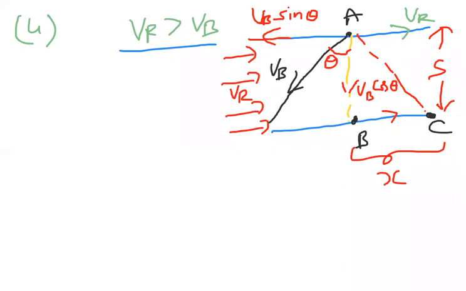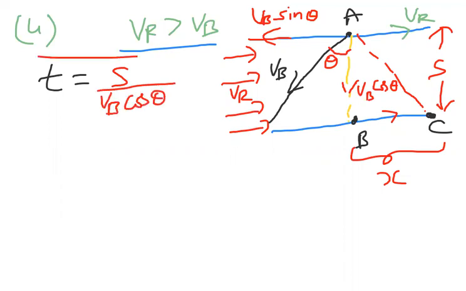Now, first of all, what is the time taken? We know that whenever we use the term time, time is nothing but distance by speed. From here to here the distance is S, and in that direction the speed is VB cos theta. So time is equal to S by VB cos theta. We are happy regarding this time, because time is nothing but distance by speed in that direction. In this direction, distance is S.